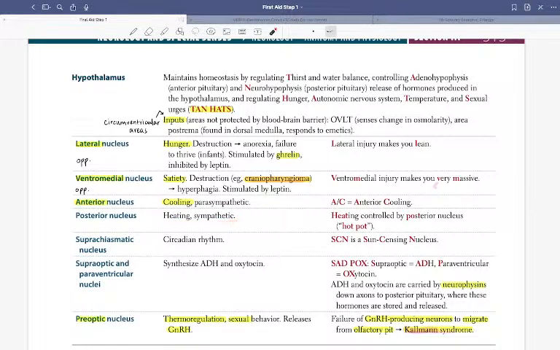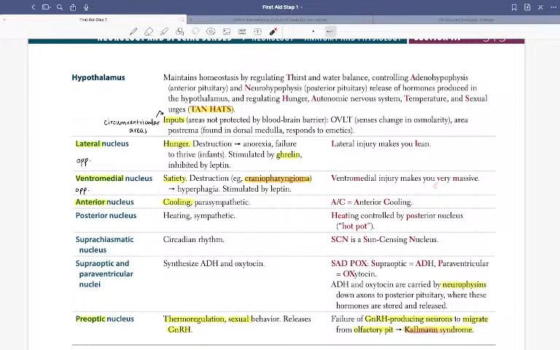Obviously the suprachiasmatic nucleus is going to be circadian rhythm, and the supraoptic and paraventricular nuclei synthesize ADH and oxytocin. That is fine. Next is the preoptic nucleus, which is obviously thermoregulation, sexual behavior, and GnRH. So these mnemonics are not really needed. Now, there are important points for each.